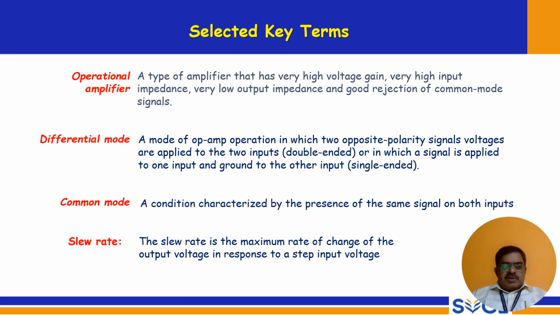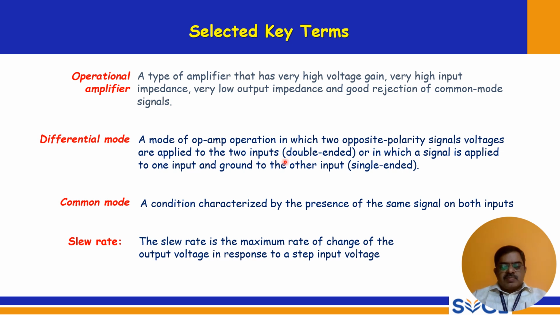So here, these are the few terms that we should know in op-amps. The first one, operational amplifier: a type of amplifier that has very high input gain, very high input impedance, very low output impedance. This is very important, low output impedance, but high input impedance, and good rejection of common mode signals. So the CMRR should be good.